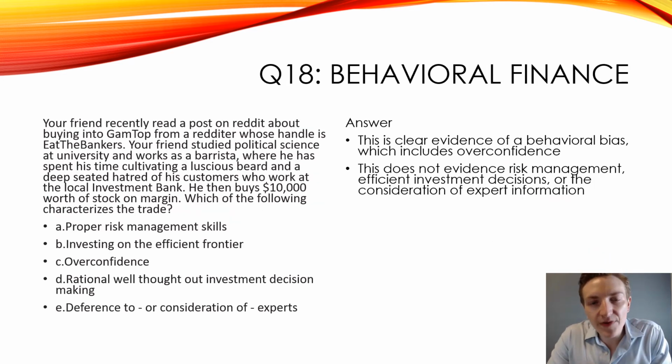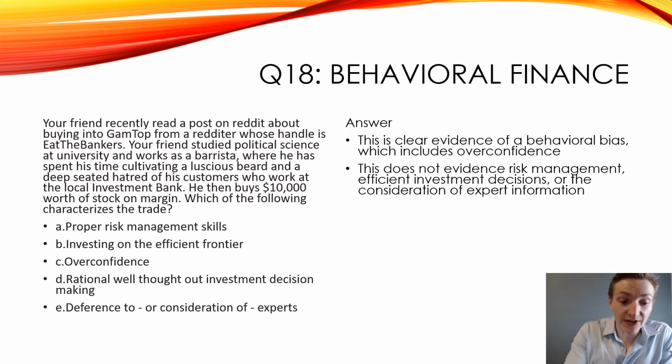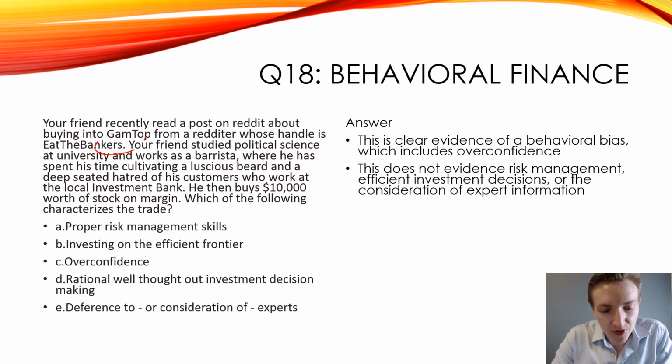Now in this question we're being asked about behavioral finance. It says your friend recently read a post on Reddit about buying into a fictional company called GamTop from a Redditor whose handle is Eat the Bankers. Your friend studied political science at university and works as a barista, where he has spent his time cultivating his luscious beard and a deep-seated hatred for customers who work at the local investment bank. He then buys $10,000 worth of stock on margin. Which of the following characterizes the trade?